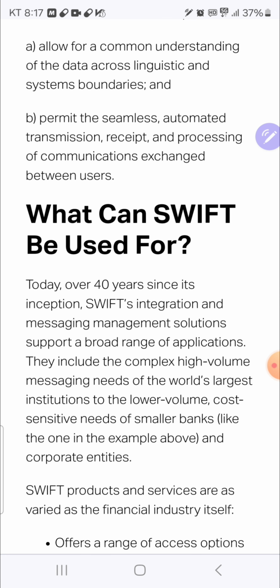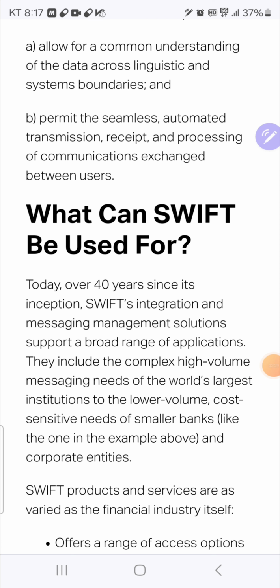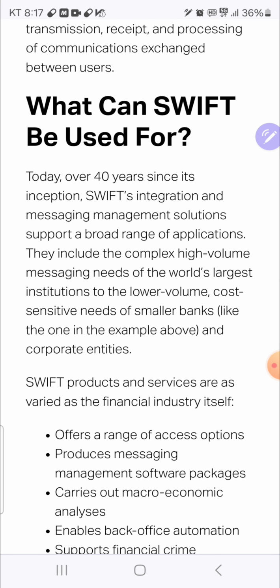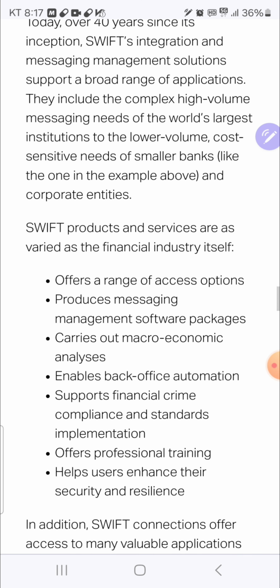What can SWIFT be used for? Today, over 40 years since its inception, SWIFT's integration and messaging management solutions support a broad range of applications. They include the complex high-volume messaging needs of the world's largest institutions to the lower volume, cost-sensitive needs of smaller banks like the one in the example above and corporate entities. SWIFT products and services are as varied as the financial industry itself.